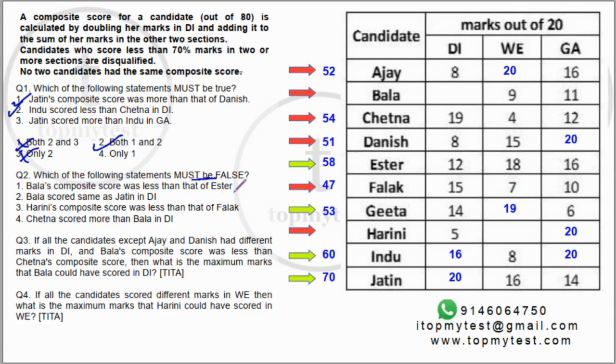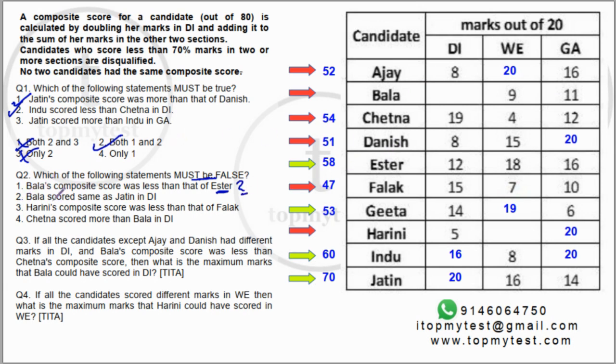Bala's composite score was less than Esther. It is possible that he scores less than Esther. Right now he has got 20. Even if he scores 20 here, he can go to 60, right? But he will be disqualified, right? Because he has 2 parts. So he can have more, he can have less. So first may be true, may be false.